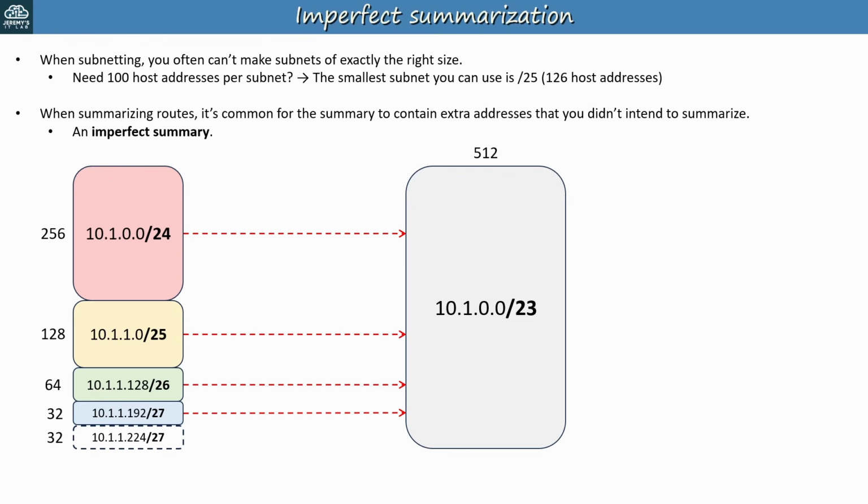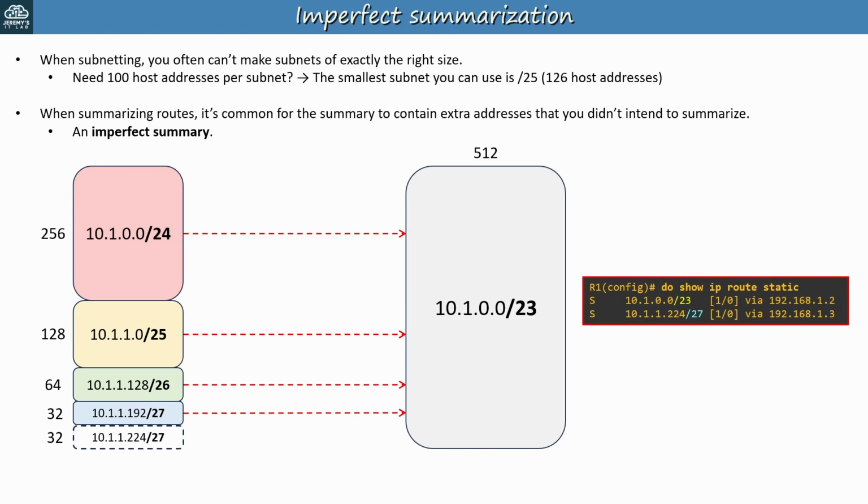I won't go deep into network design here, but imperfect summaries aren't automatically wrong. You just need a plan for the extra address space. If that extra range is used somewhere else, make sure routers learn more specific routes for it, so traffic to those addresses doesn't end up getting forwarded via the summary route. It's totally fine to have a more specific route overlap with the summary route, something like this. Packets that match the more specific route to 224/27 will be forwarded along that route, and others will be forwarded along the summary route.